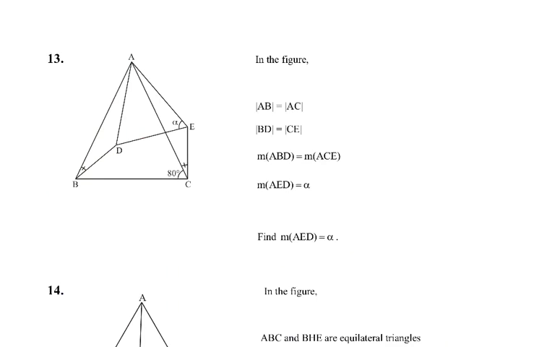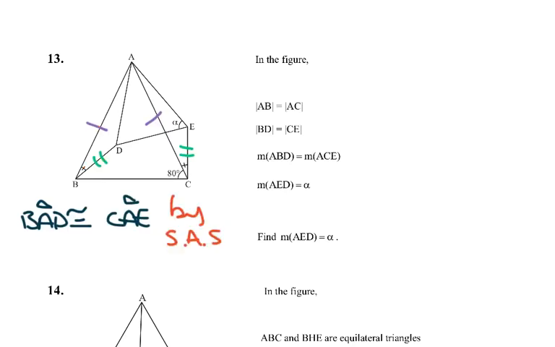So in question 13, we're told AB equals AC, BD equals CE, with these two. And we can see we've got two congruent triangles. BAD is congruent to CAE because of side, angle, side. If they're congruent, then it means that these sides, AD and AE, are congruent, which means that we've got an isosceles triangle and that this angle is also alpha.